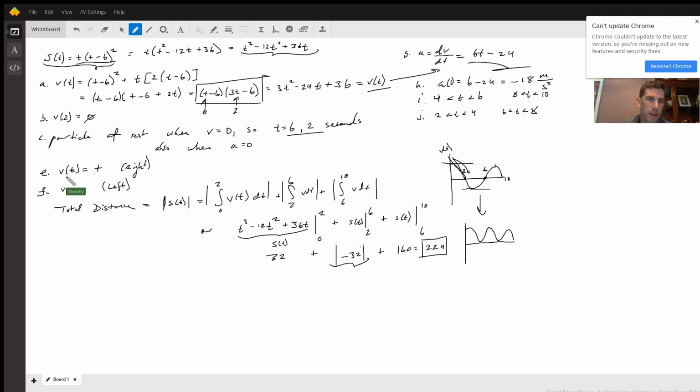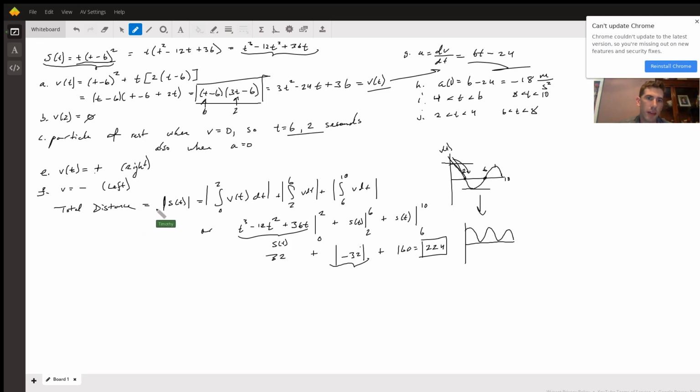When velocity is positive, it's moving to the right. When velocity is negative, it's moving to the left, because velocity has a magnitude in the direction of s. So if it's a positive velocity, it has to be moving to the right.